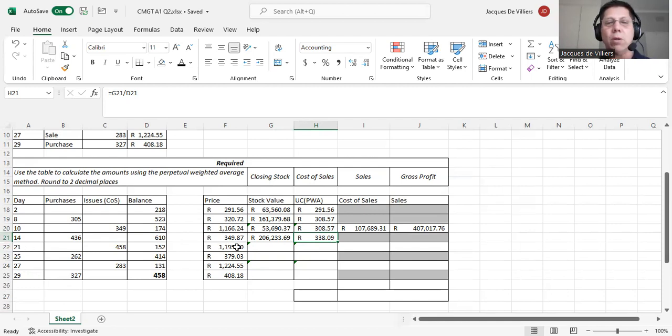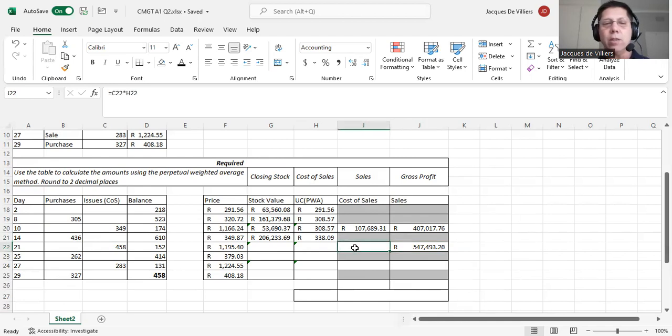Okay, and this time we are selling 458 units at a selling price of 1,195. So what we do, we say, okay, let's take that unit price multiplied by the 458, and that will give us our sales. Okay, nice sale of almost 550,000. Okay, so now what will our cost of sales be?